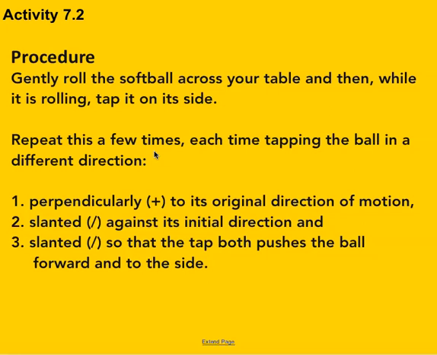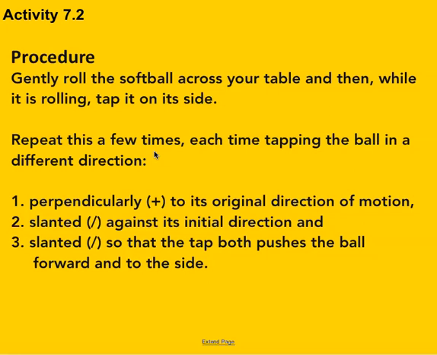It shouldn't be hurting anybody. If you roll it, tap it from the side so that your hand is hitting the softball perpendicularly. Watch what happens, and then do it again, but now tap it so that it's slanted against its initial direction. As the ball's rolling, you're going to tap it from the front side, not perfectly in front, but slanted from the front. What happens to it?